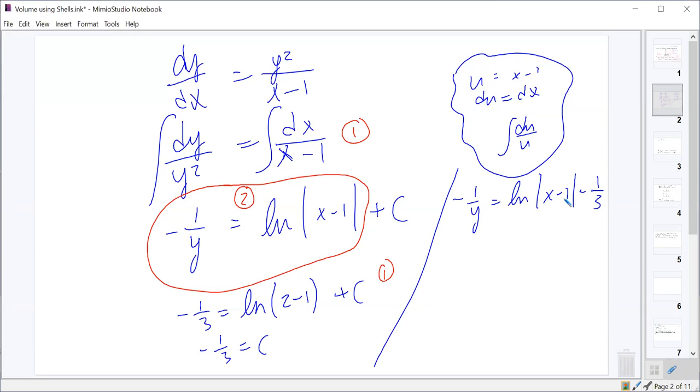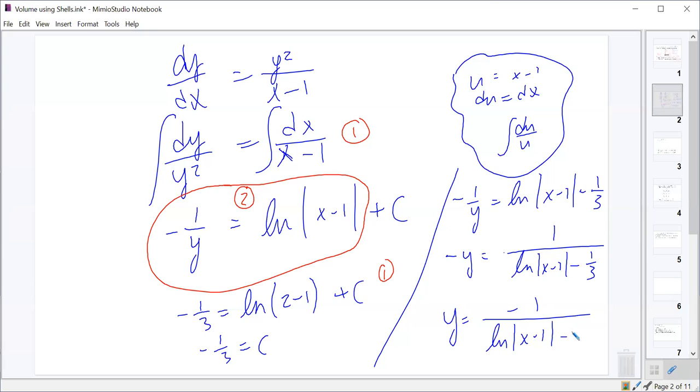If you want to, you can get a common denominator here and combine these together before you take the reciprocal. Or they would be okay if you just do this. That would be fine also. Then you can divide by the negative, and you end up with y equals negative 1 over that same thing. That's a perfectly acceptable answer.